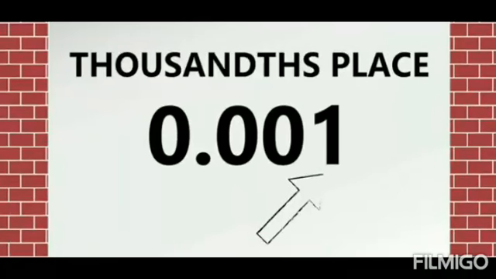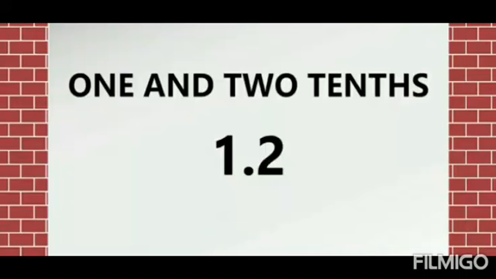Now let's see another example, 0.001. Tell me, after the decimal point, the first zero is what? Tenths. The second zero is hundredths. And the last one, what is the place value of 1? That is thousandths. So you can move the decimal point like this and identify the place value.